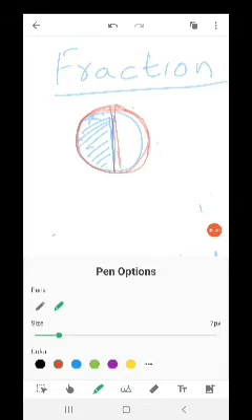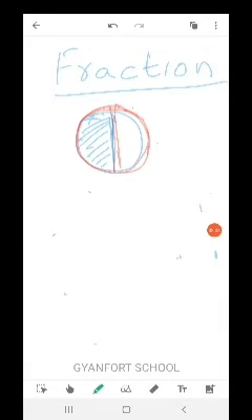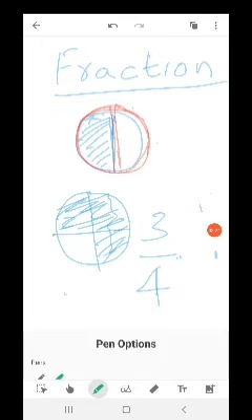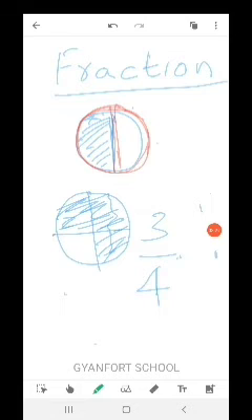Let's assume it's the same pizza or a similar pizza. I have taken another pizza. Now if I say I got 3/4 parts, this is my pizza, right? In this case, it's 3/4. So how many total parts are there? Total parts are 4, and I have taken 3 parts. So this is 3/4. This representation is called a fraction.